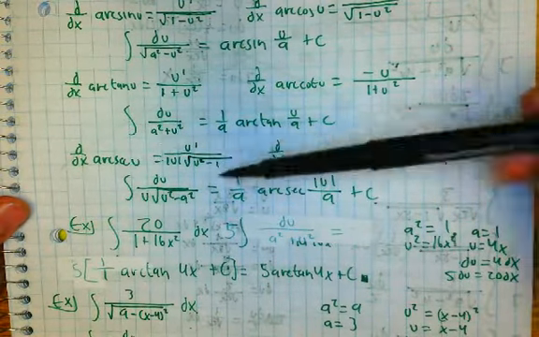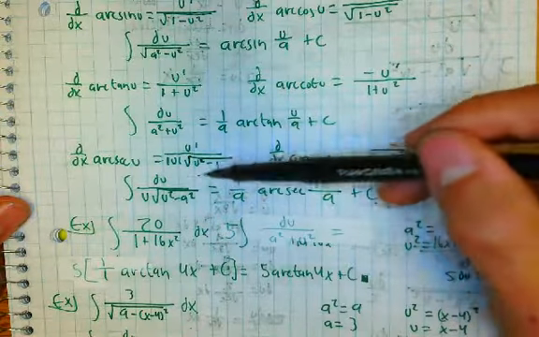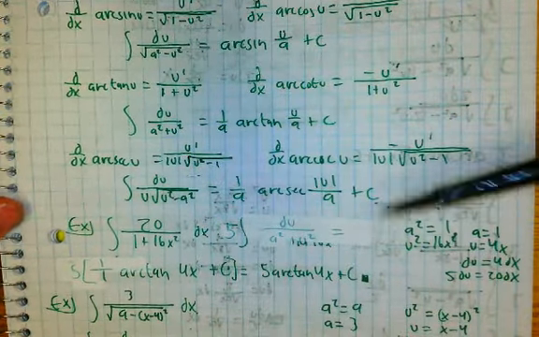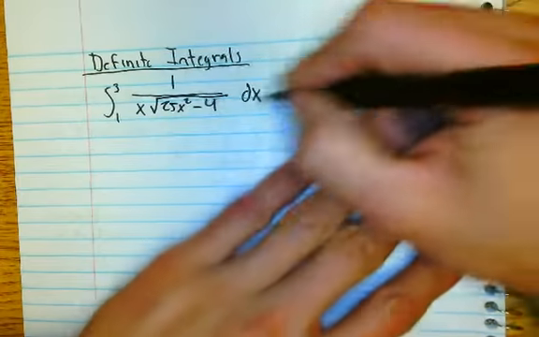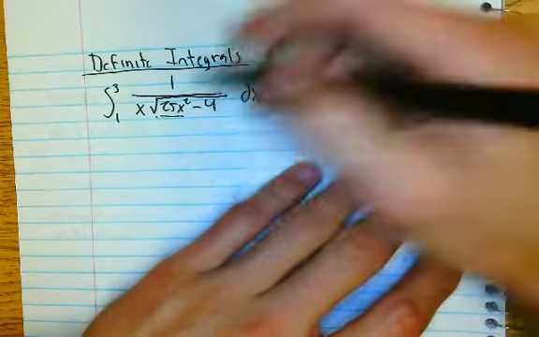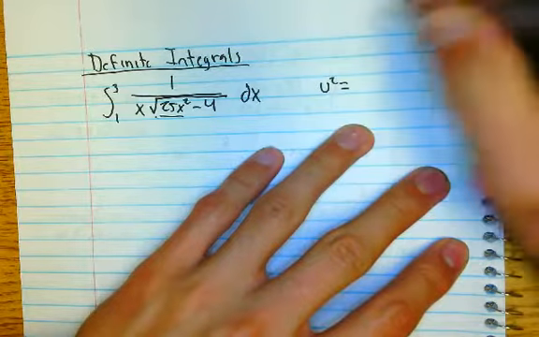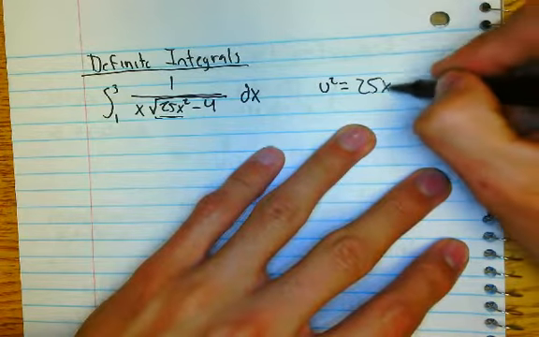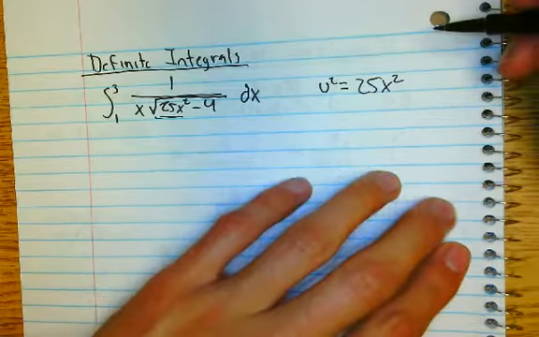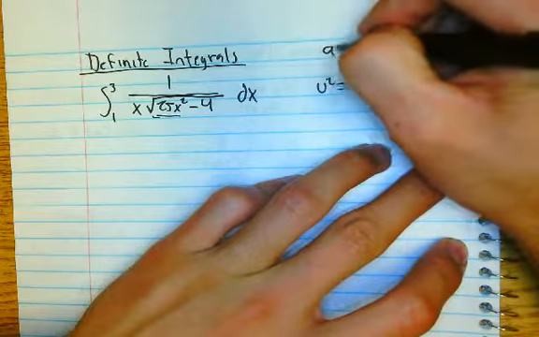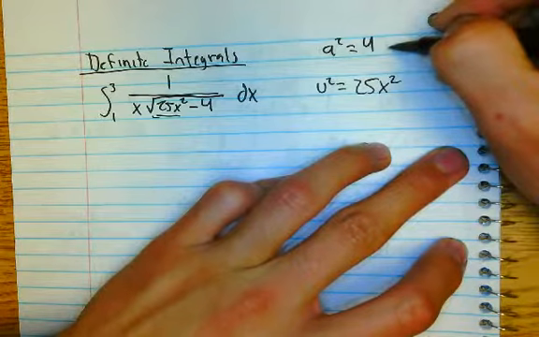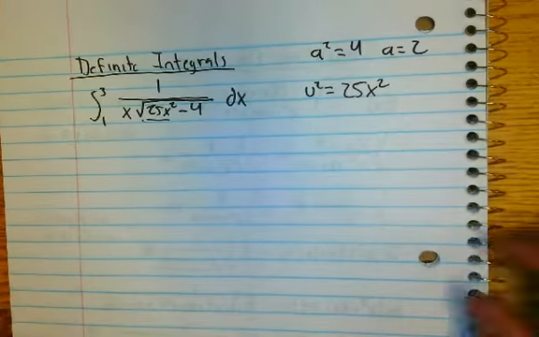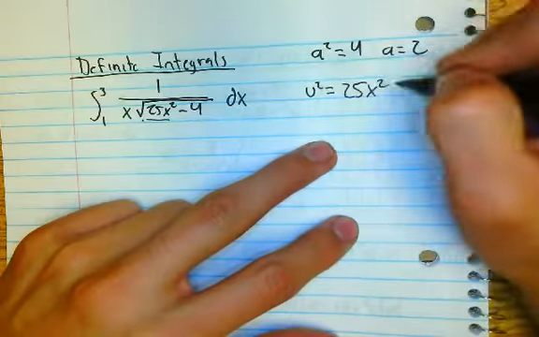Okay? So, based on that observation, we can then say that this has to be u squared. Therefore, u squared equals 25x squared, and we're going to say that a squared equals 4. Therefore, if u squared equals 25x squared, that means u would have to be the square root of that, which would be 5x.